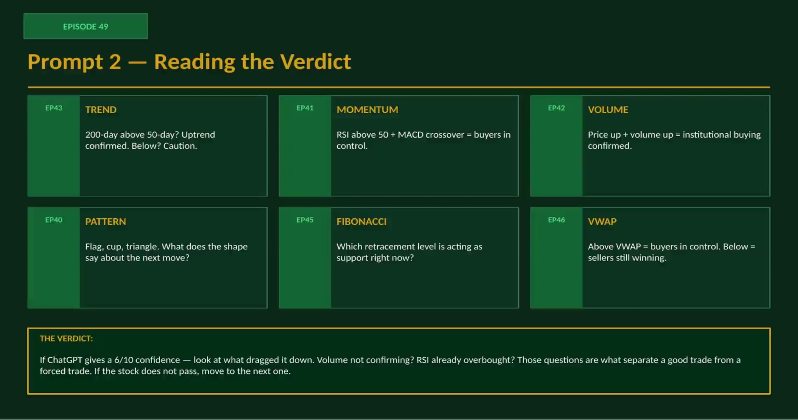Summarize everything in a single verdict. Bullish setup, bearish setup, or no clear setup. Confidence level 1 to 10. This is the most important prompt in the workflow.